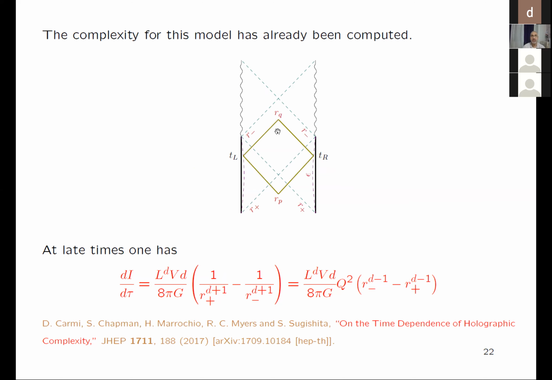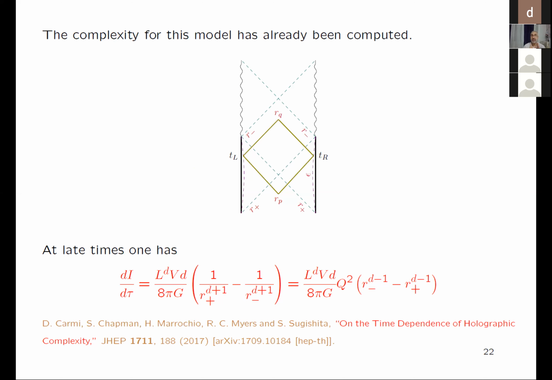For the complexity, one can go through the computation of all the terms I showed you. At the end of the day, what we get for the late time complexity is given by this expression. Of course, you can write this in terms of the physical charges, mass, and other quantities. This is the expression for the late time complexity of the charged black hole.